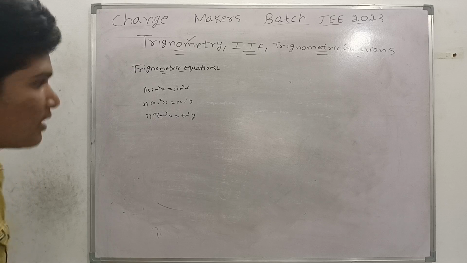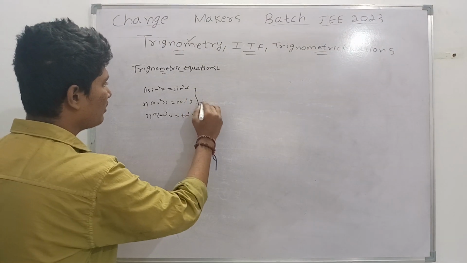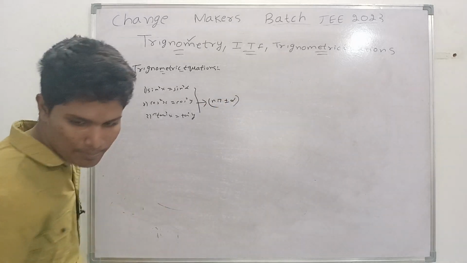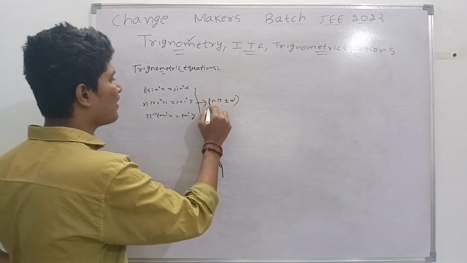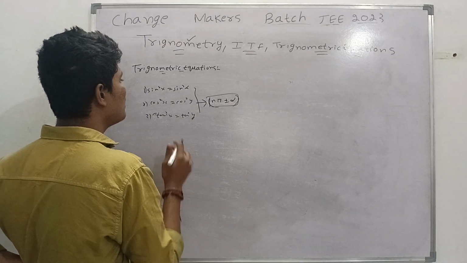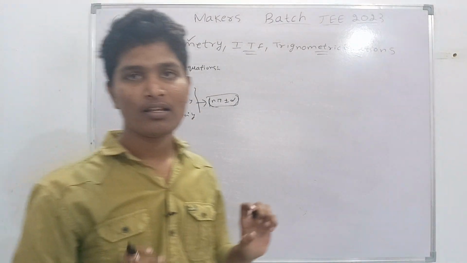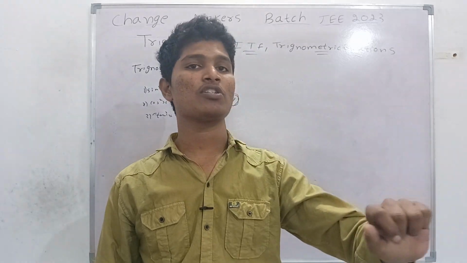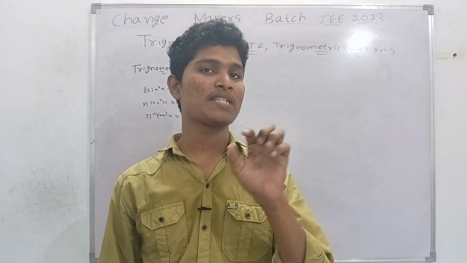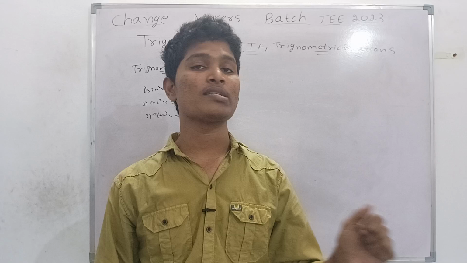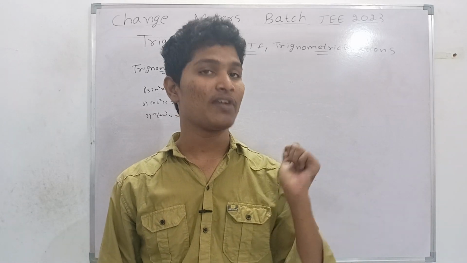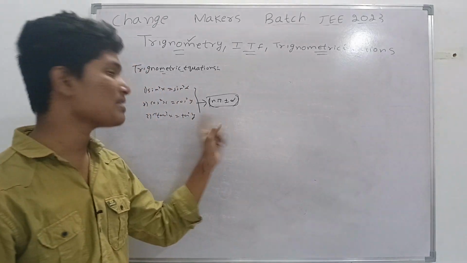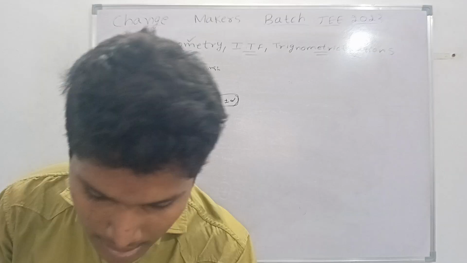Now for these three there is a common solution, that is n pi plus or minus alpha. It is very important. N pi plus or minus alpha is the solution for sin square x equal to sin square alpha. Like that, for the first one, sin x equal to sin alpha, we got n pi plus minus 1 whole power n alpha. For cos x, we got 2 n pi plus or minus alpha. For tan x, n pi plus alpha. But here you are getting n pi plus or minus alpha. This is the difference.